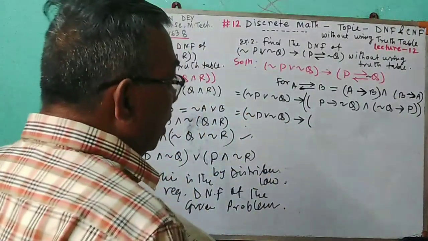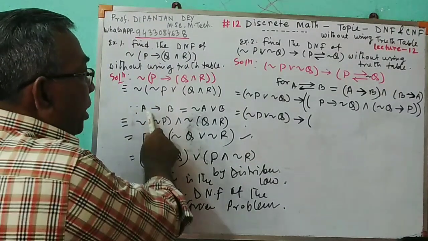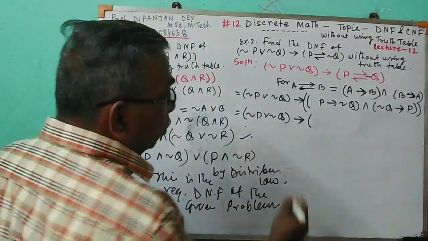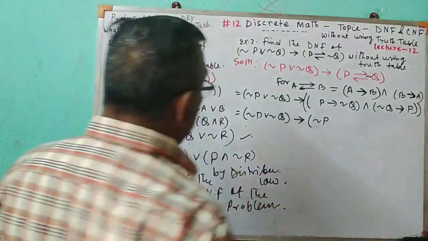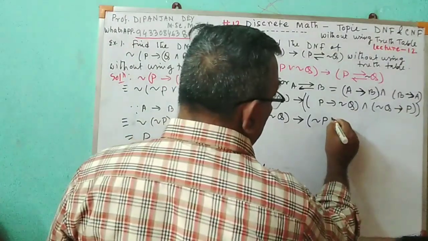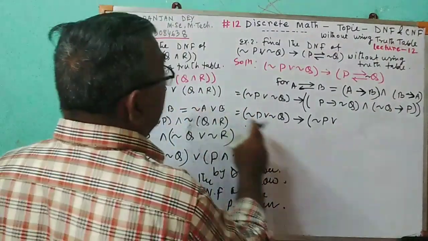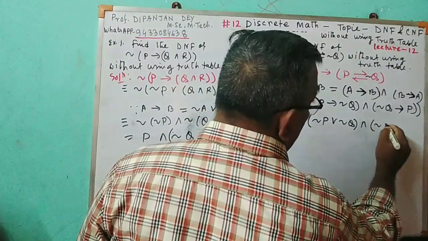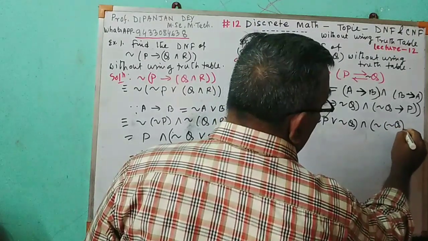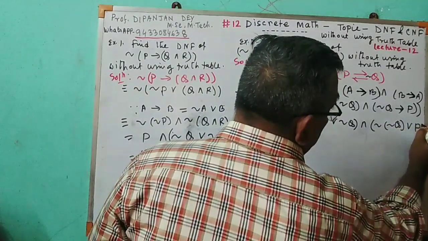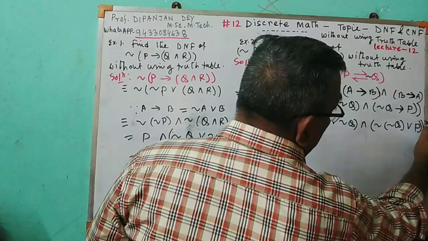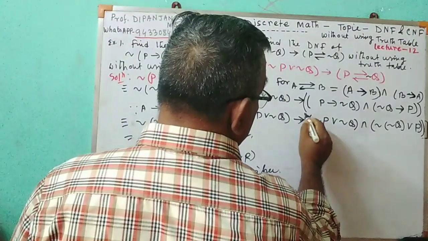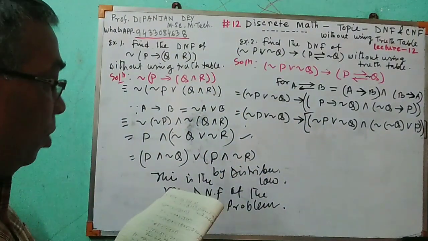Now tell me, now applying which formula? A to B, implication: negation A, then disjunction B. So negation P, then disjunction negation P, then disjunction negation Q. Then negation of negation P, Q, then disjunction P, and another bracket. Okay, this will be this.